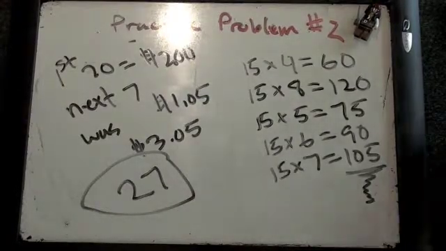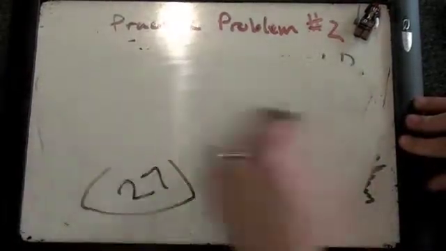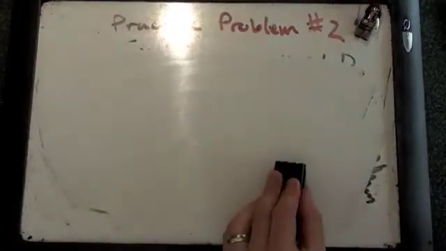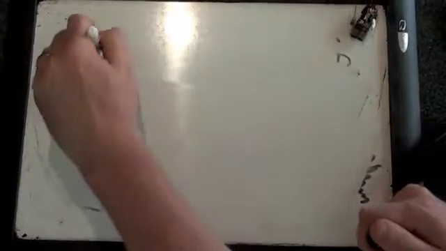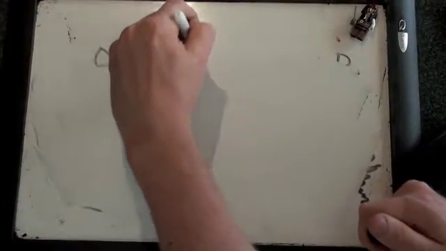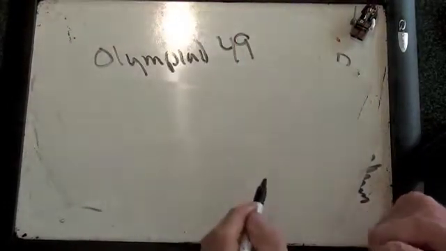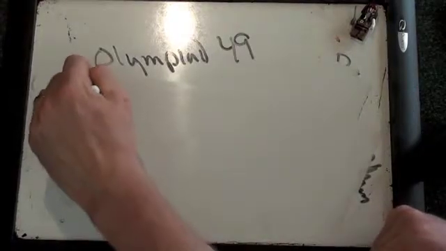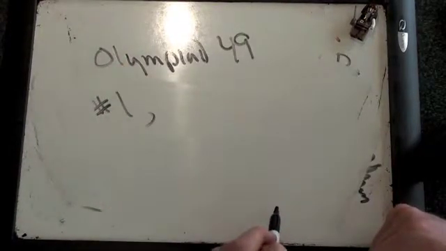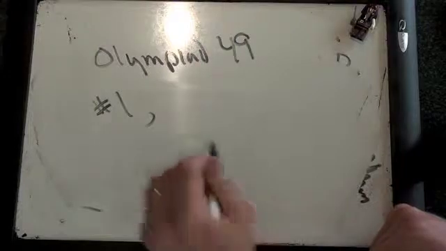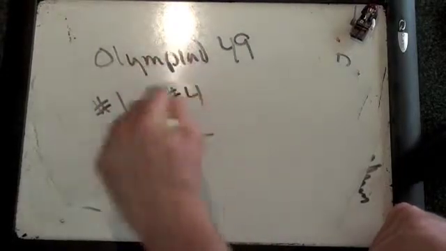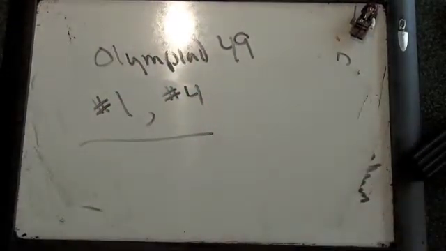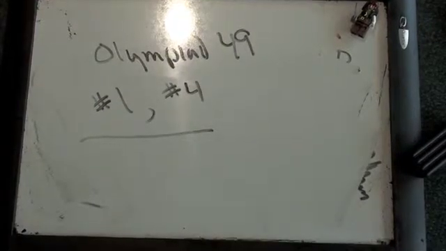All right, you ready for the homework problems? Yes. All right, here we go. The homework problems are Olympiad 49, problem number 1 and problem number 4. Okay, good? Yep. Those were fun, weren't they?